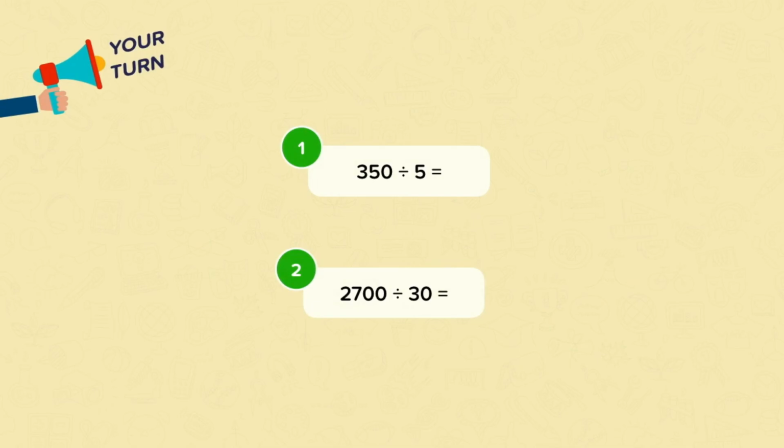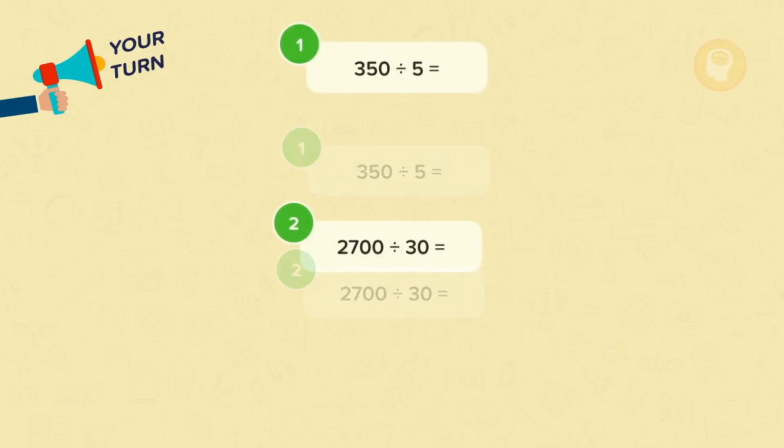Now it's your turn. Work out the answers to these questions. 350 divided by 5, 2,700 divided by 30. Remember, when you're solving these calculations, try to do them in your head without writing anything down. Pause the video and have a go. Now let's check the answers.